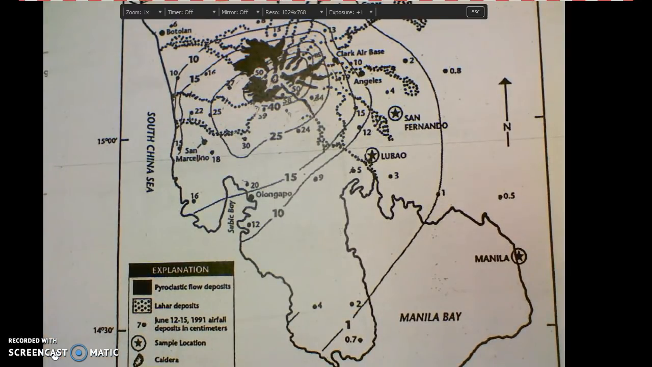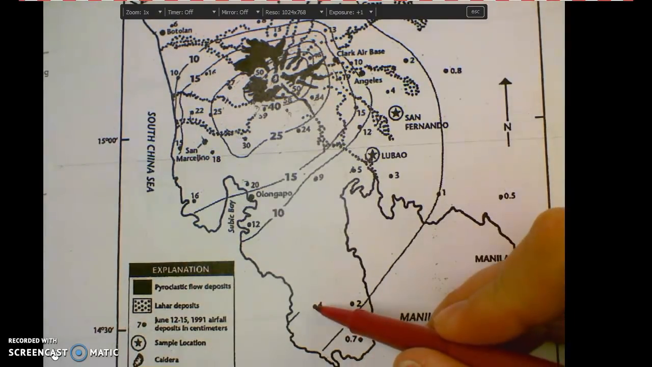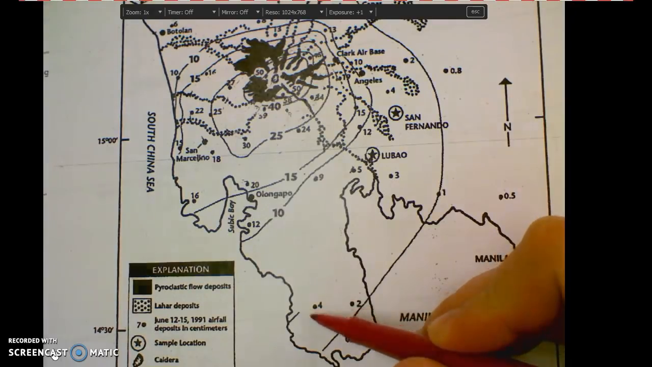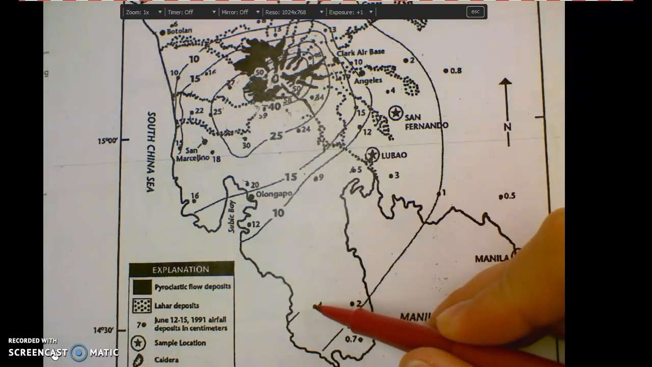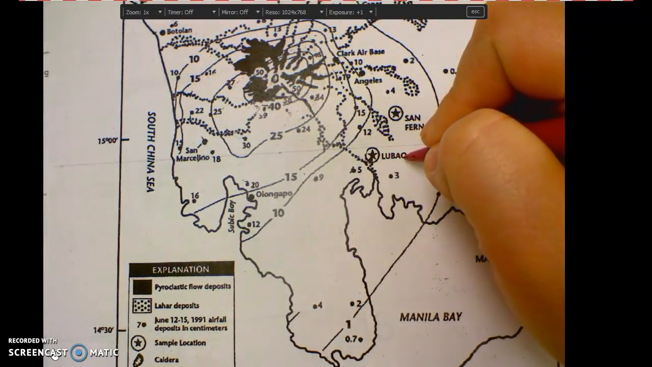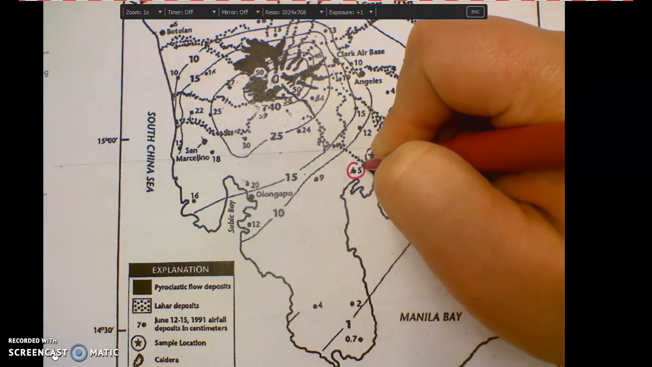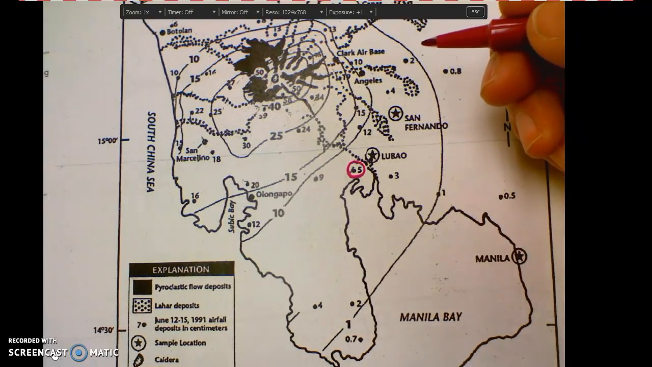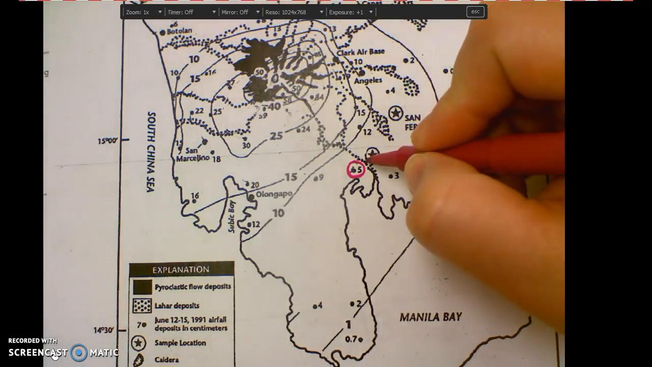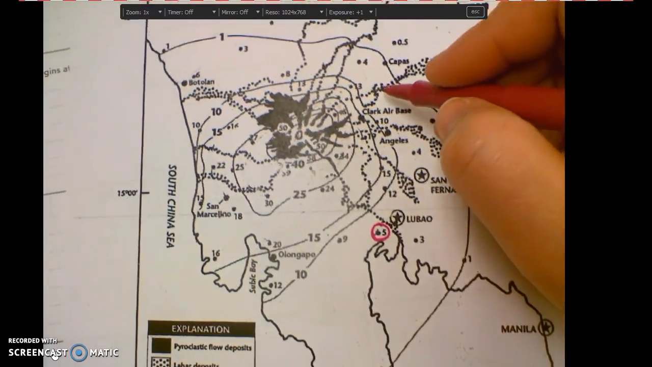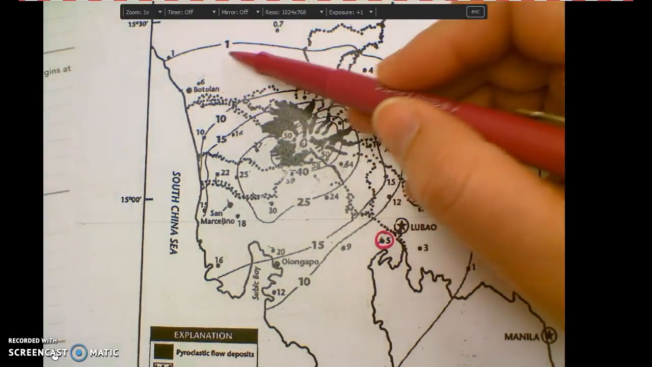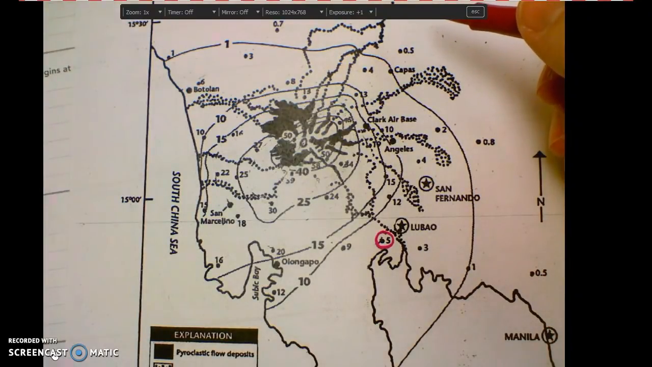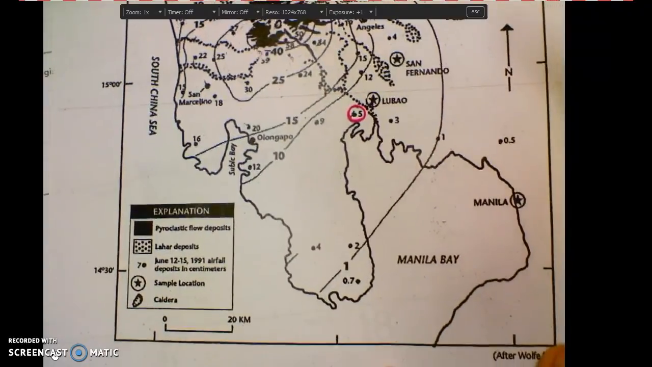The first step in drawing these contour lines is to look at the dots, which are sample stations, and the numbers next to them. That tells us how much ash was measured in that exact spot. So if you take a look just below Lubao, there is a dot with 5 right next to it. That tells me that is exactly where our line must go through, because there's 5 centimeters of ash in that location. The problem is, if you scan around the rest of the map, 5 is nowhere else. So we have to estimate where it should go. Let me show you how to do that.